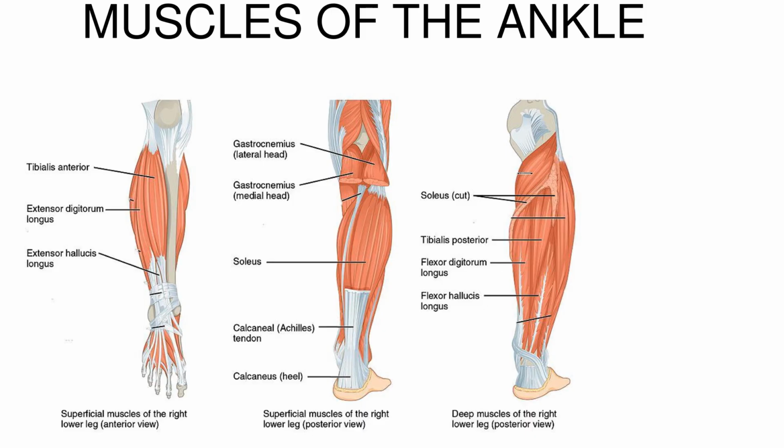Moving on to the muscles of the ankle, this slide shows both the superficial and deep muscles of the lower leg that control ankle movement. The gastrocnemius and soleus muscles, which form the calf, are responsible for plantar flexion. The tibialis anterior, extensor digitorum, and extensor hallucis longus are located on the front of the leg and are involved in dorsiflexion and extension of the toes. The deep muscles, such as the tibialis posterior and flexor muscles, play a role in stabilizing the ankle and supporting the arch of the foot.